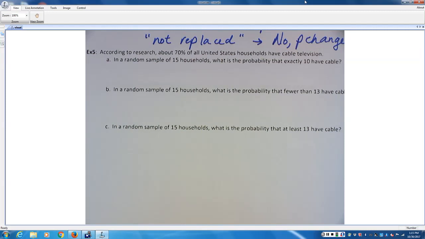So for example 10, it says according to research, about 70% of all U.S. households have cable television. Before we go any further, is this a binomial?